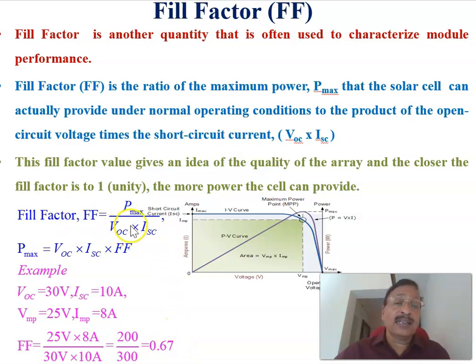Therefore, if the fill factor is near to 1, it gives more power that the cell can provide. That is the fill factor, another parameter of the solar cell. We have seen the parameters: open circuit voltage, short circuit current, maximum power point Pmax, the voltage and current corresponding to maximum power, VMP and IMP, the percentage of efficiency, and of course the last one, the fill factor.